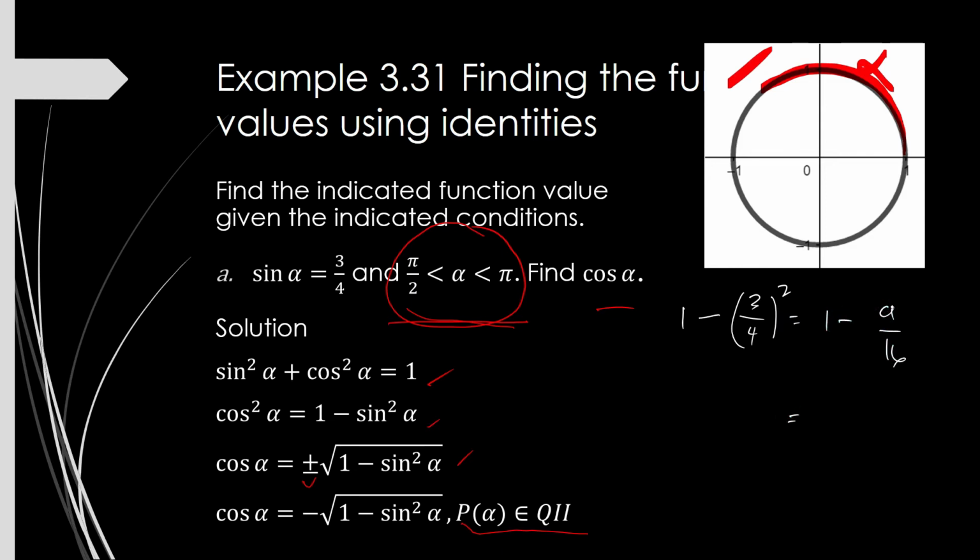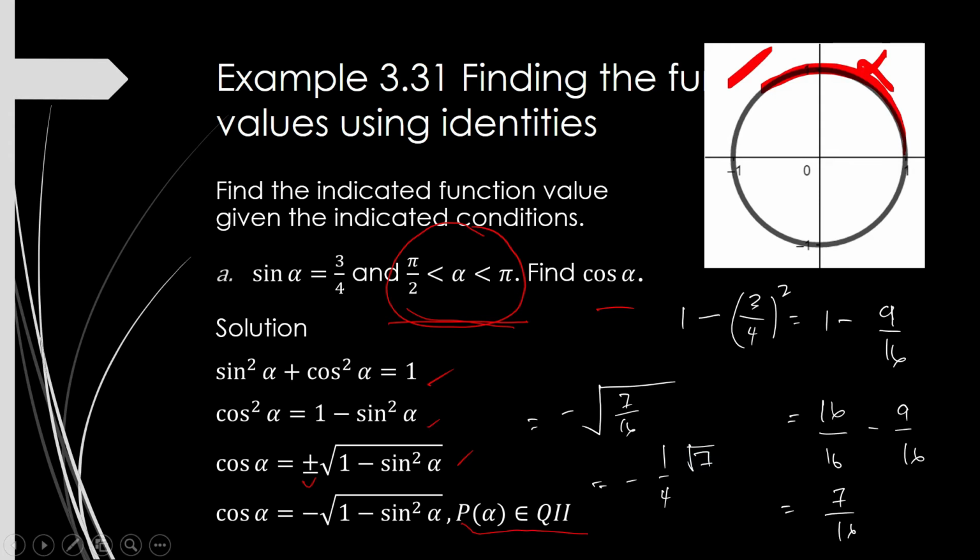And you know, one of the tricks that I always remember when I am simplifying fractions is I write 1 as 16 over 16. And this one is 9 over 16. And so 16 minus 9 is 7. And we just copy the denominator. And so this is equal to the negative of the square root of 7 over 16. And you know that the square root of 1 over 16 is 1/4. So this is negative of 1/4 times square root of 7.